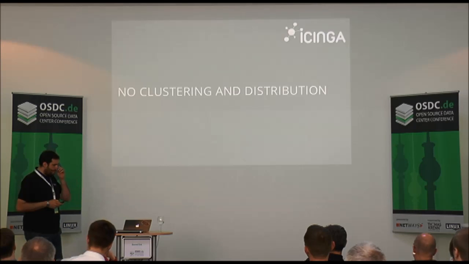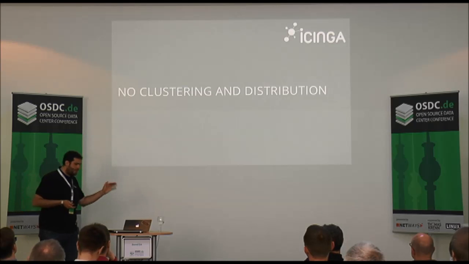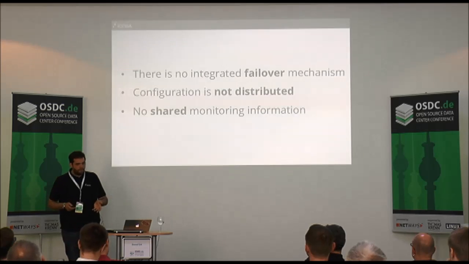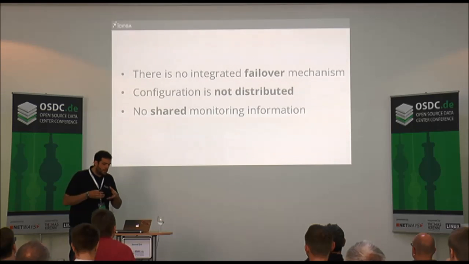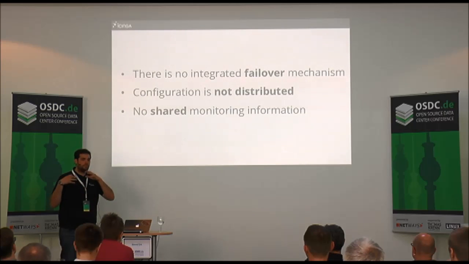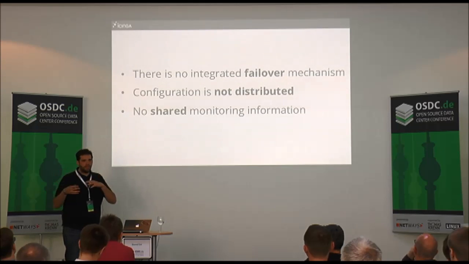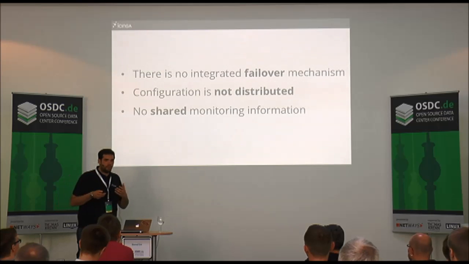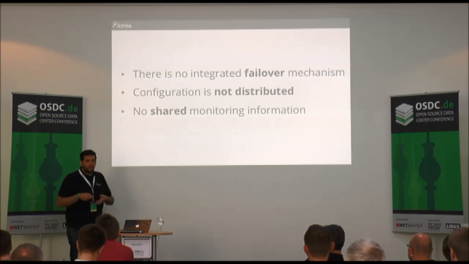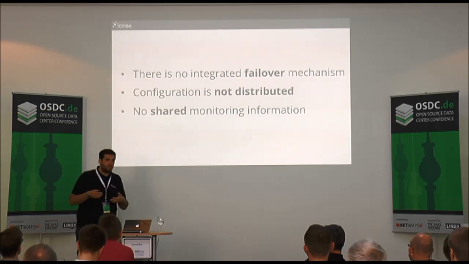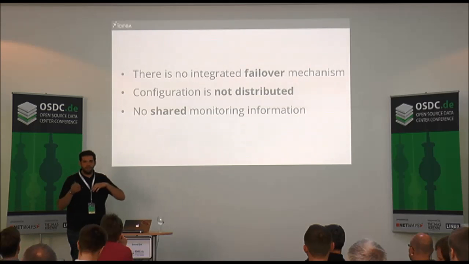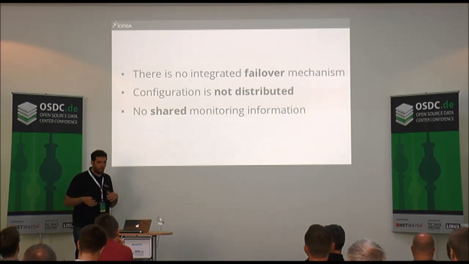Okay, demo. Coming back to the worst thing in Nagios, no clustering and distribution. In Nagios, you had no integrated failover mechanism. You can do that. You can install a couple of Nagios. You can do some pacemaker or heartbeat setups to cluster it. But there was no included application cluster stack. The configuration is not distributed. So if you want to do that, you can use rsync, SCP or lconf slave deploy to deploy the configuration.